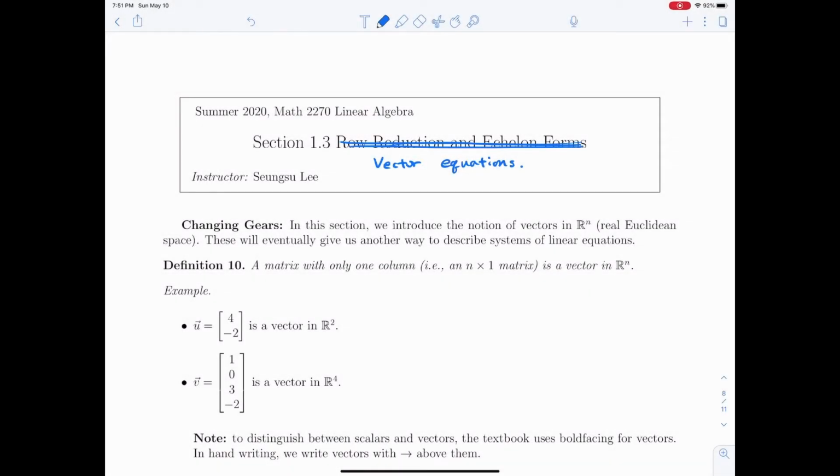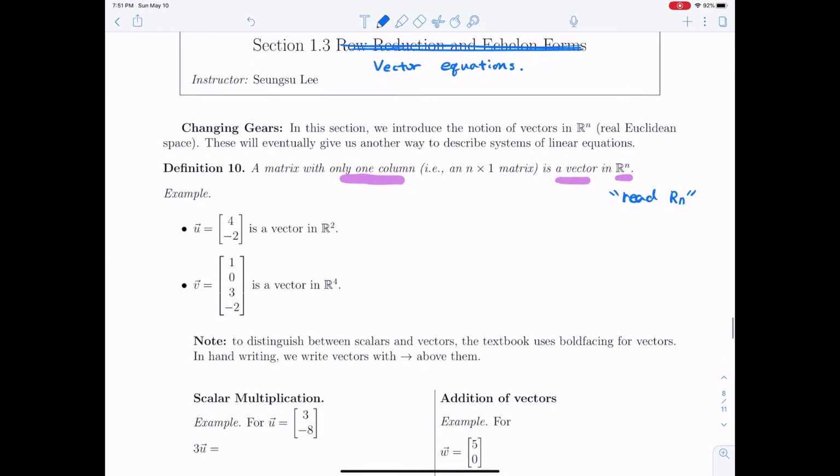Hello everyone. In this lecture, we're going to switch gears a little bit and discuss vector equations. Basically, a matrix with only one column is called a vector in Rn. We read this as R n, and that means the n-dimensional Euclidean space. So there are two examples of vectors.